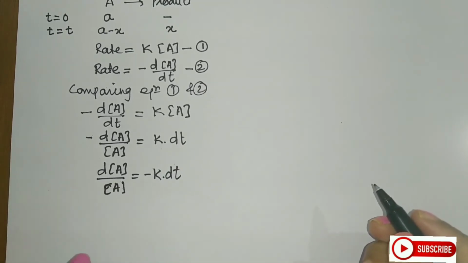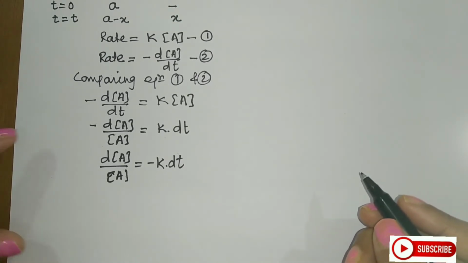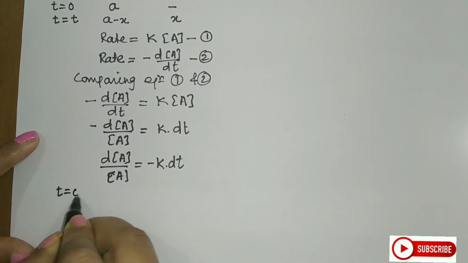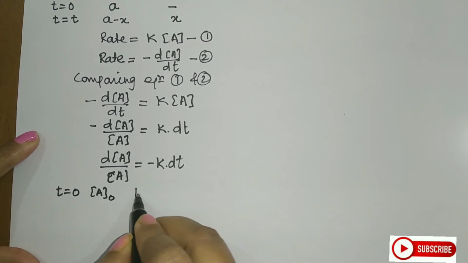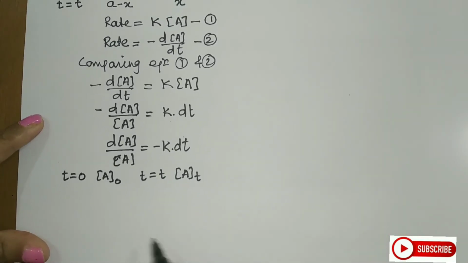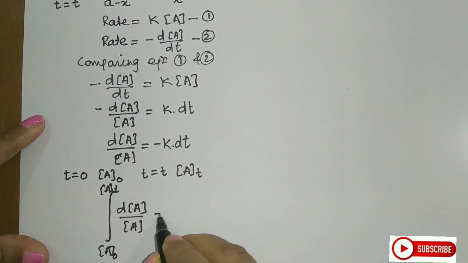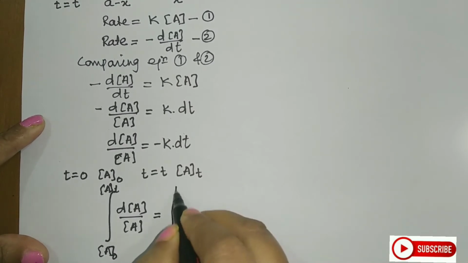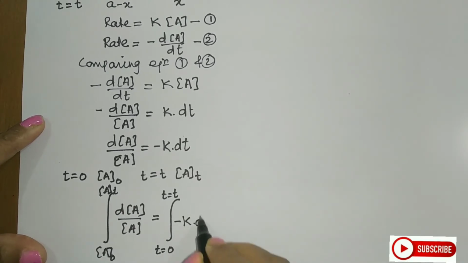Now let us integrate this equation within limits, and when we integrate the equation we need the lower limit and the upper limit. So let us say when time is equal to 0, then the concentration of the reactant I will consider as A0, and when time is equal to t, concentration I will consider as At. So let us integrate this within limits. So I will get integration of dA upon A, lower limit and upper limit, that is t is equal to 0 to t is equal to t, equal to minus k dt.